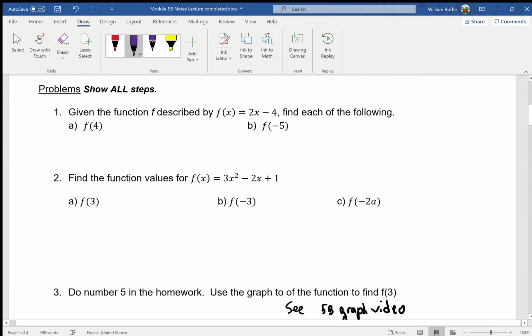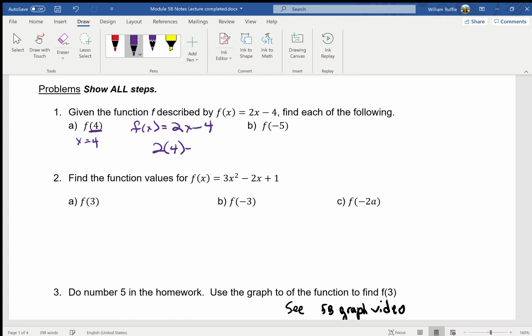All right, so now the next thing is we're going to be evaluating. So now this is f of 4. All that means is that x is equal to 4. So if my function is f of x equals 2x minus 4, I'm just going to put 4 in place of x. So it's 2 times 4 minus 4, which is 4. If I put in negative 5, that'll be 2 times negative 5 minus 4, and you type it in your calculator and you get negative 14. Please make sure you can type those in. I highly recommend using the parentheses to do this. It will eliminate a lot of mistakes.